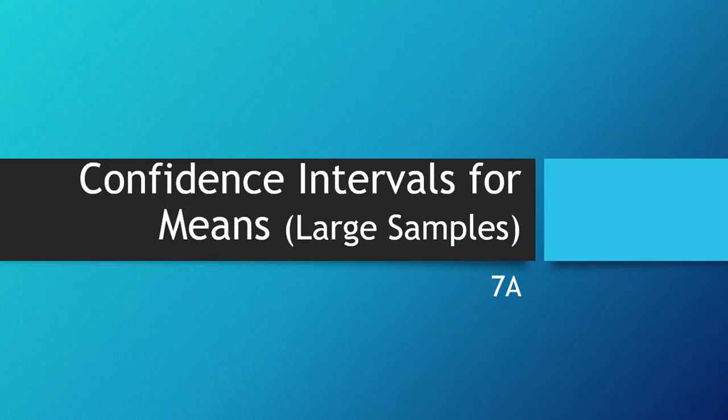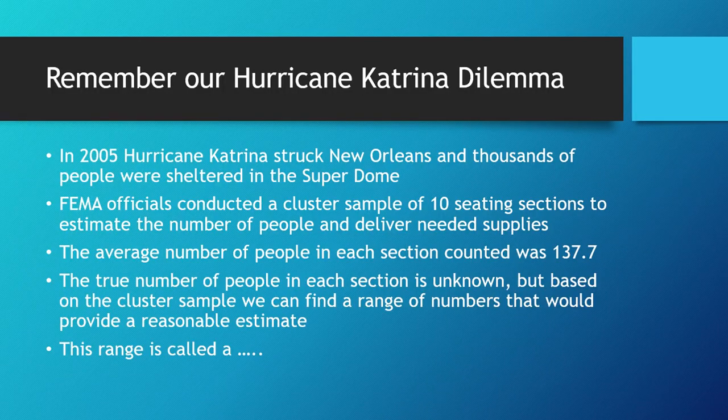Section 7A, we're going to look at how to do the confidence interval for a mean when we have a large sample. And for the purposes of this class, a large sample is defined as anything 30 or higher. Okay, so remember what we did last class with our Hurricane Katrina situation.